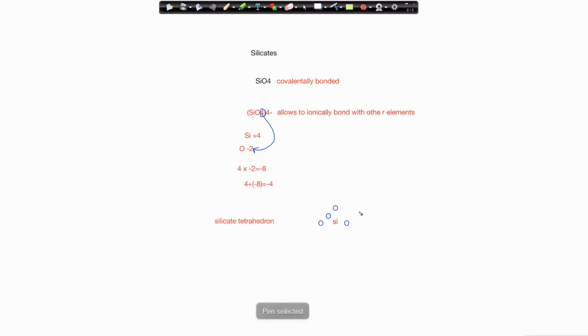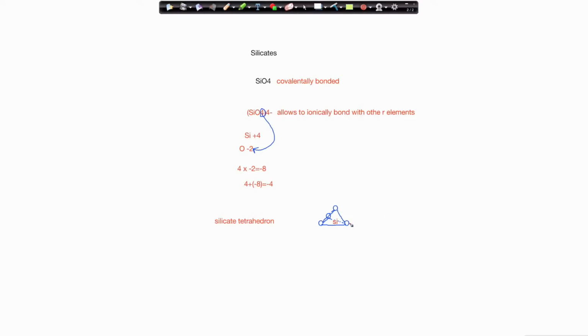So if I were to connect these 4 up, the silicon is in the middle, and that's in the back. That's generally what it looks like. My silicon is not too much in the middle, but it should be right in the center. So that's what you get, your silicate tetrahedron.